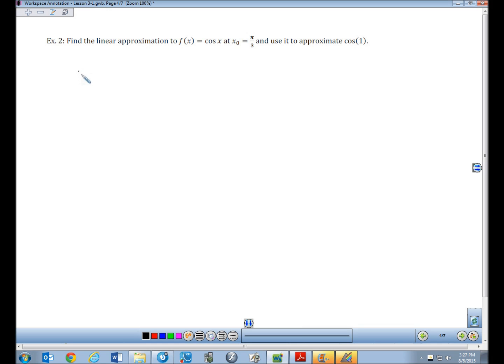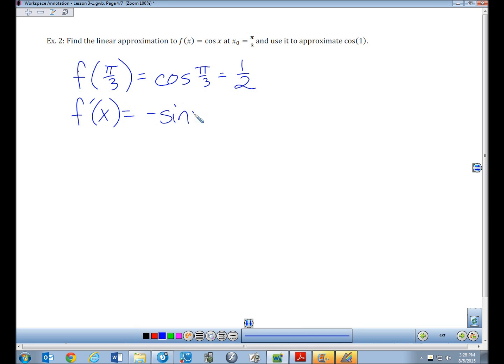So, f of x, f of pi over 3 is the cosine of pi over 3, which is equal to 1/2. Okay? F prime of x is negative sine x. So f prime of pi over 3, also an easy value to come up with, is negative root 3 over 2.